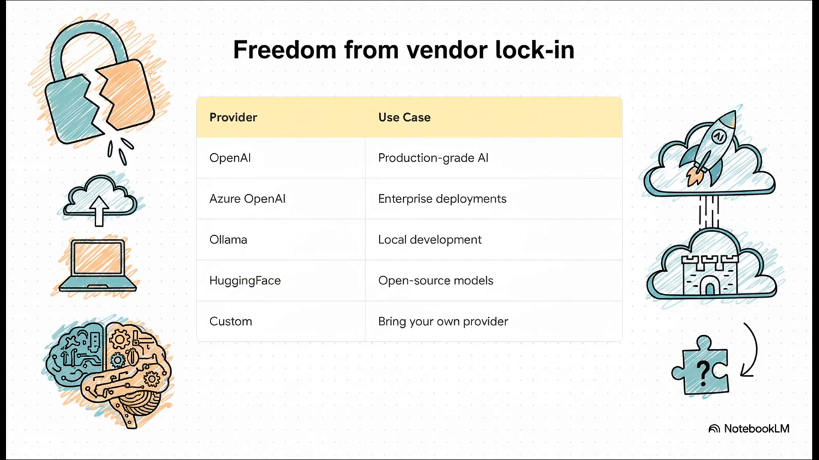First off, and this is huge, you have total freedom from vendor lock-in. You are not chained to OpenAI or anyone else. You can start developing on your laptop for free using something like Ollama. You can go experiment with all the amazing open-source models on Hugging Face, and then when you're ready to go live, you can deploy with OpenAI or Azure or whatever you need. The framework just handles it all for you.